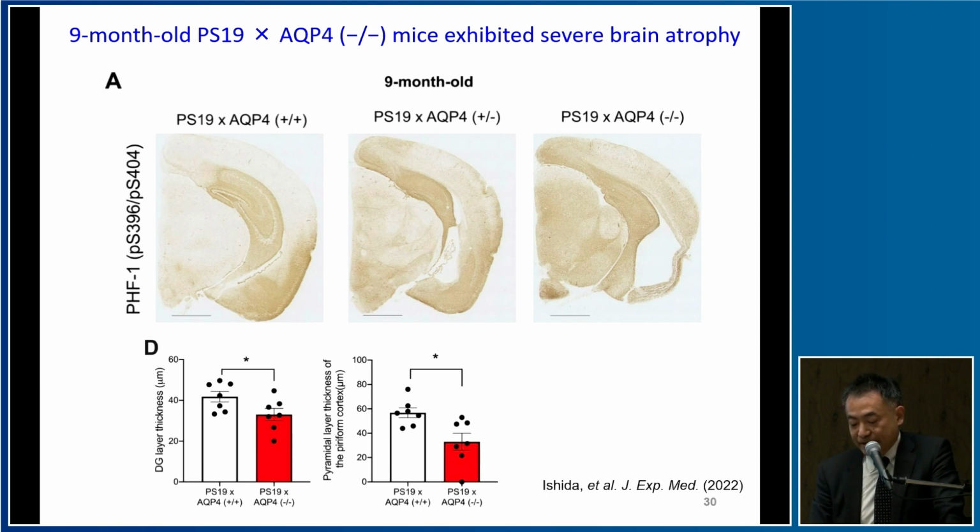And here, PS19 and aquaporin 4 null mice. As you see here, if you compare the PS19 and PS19 in aquaporin 4 null background, you can see the huge difference. The hippocampus and cortex have huge atrophy, and we actually observed significant loss of neurons at very early stages. So this indicates aquaporin 4 also plays an important role in tau transport.